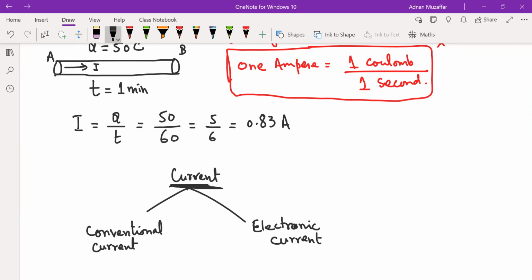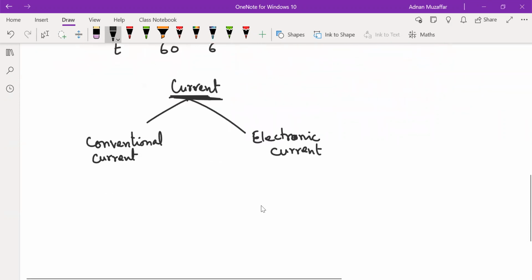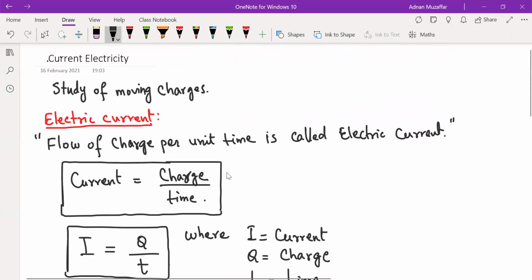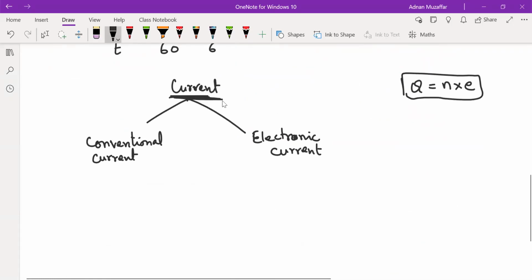Okay, what is the difference? So actually, in reality, basically, we all know that charge exists in the form of electrons. If you remember in our last chapter, I told you that charge can be only an integral multiple of the electron charge. Okay, so if we are saying here that flow of charge per unit time, it means there can be a number of electrons which are flowing per unit time. Okay, so in reality, current is only due to flow of electrons.